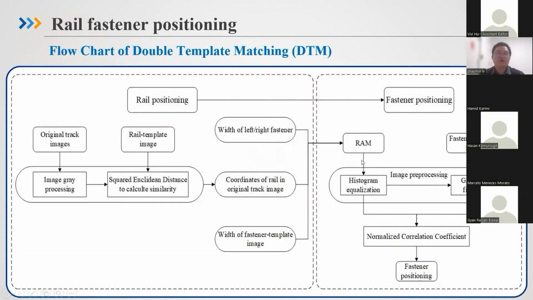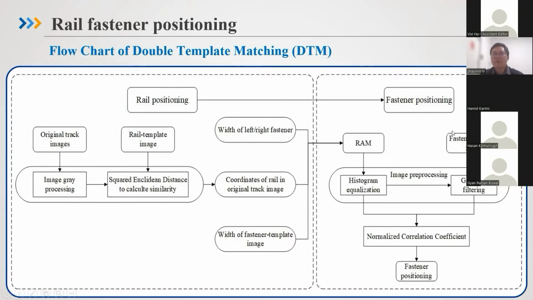And this is the flowchart of the double template matching. For rail positioning, first, for the original track image, we do the gray processing. The squared Euclidean distance is used to calculate the similarity between the rail template and the image, and we can get the rail position. With the prior site knowledge, for example, the width of the left and right fastener and the width of the fastener, we can get a rail area map that only includes the rail and the fastener.